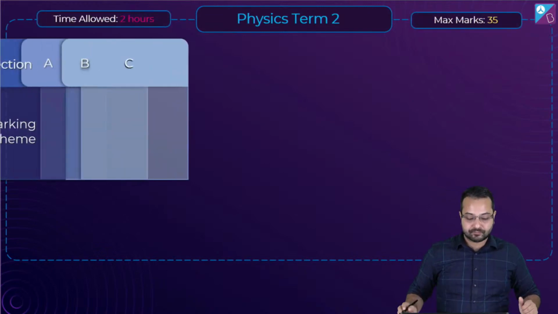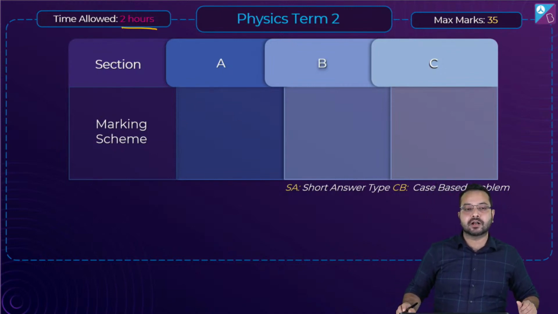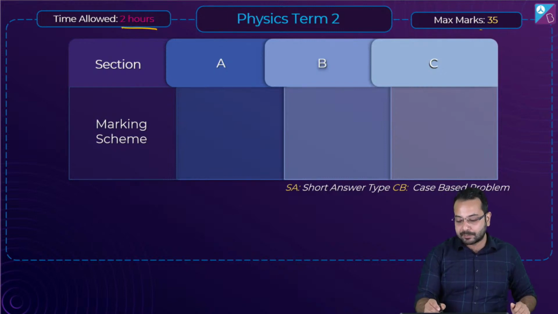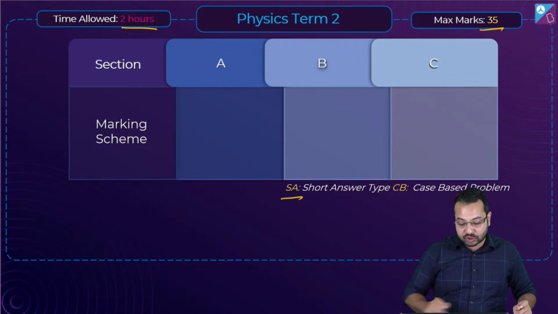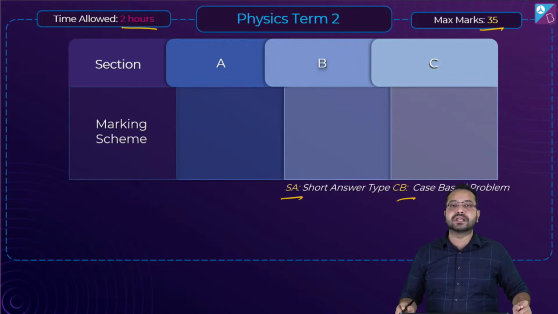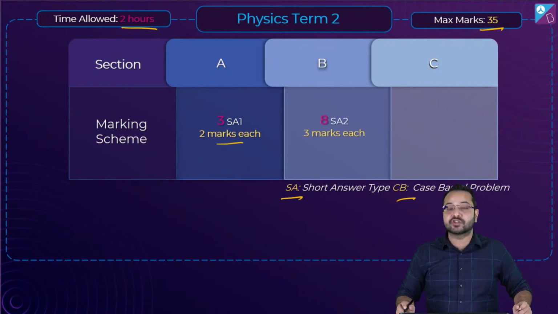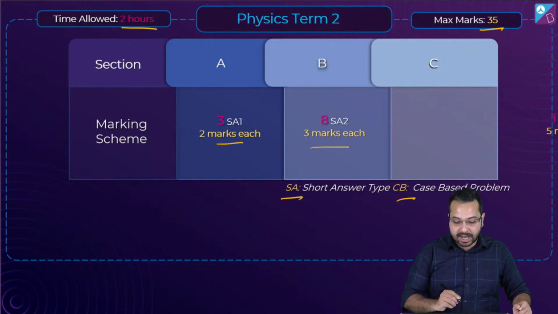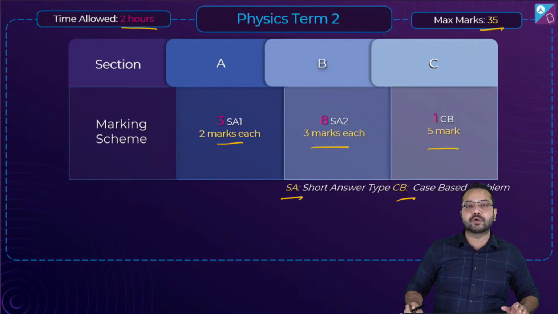For term 2, the time allowed is 2 hours, half hour more than the term 1 paper. The maximum marks is 35. Again, this is broken down into 3 sections, and they're going to be short answer type questions and case-based problems. In section A, there are going to be 3 short answer questions with 2 marks each. In section B, there are going to be 8 short answer questions with 3 marks each. And in section C, there's going to be 1 case-based problem which is going to carry 5 marks.